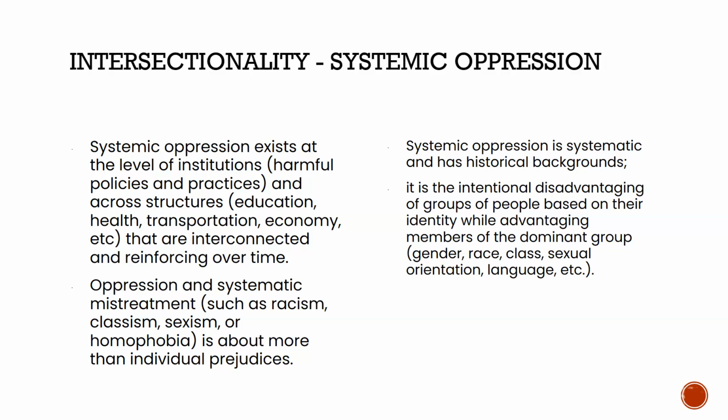Yeah. So systemic oppression is also the intentional disadvantaging of groups of people based on their identity, while advantaging members of the dominant groups, either by gender, by race, by class, by sexual orientation, or language. And as we know, all of these things can intersect, right, on one body, if we are talking about sex and gender and biology, right?